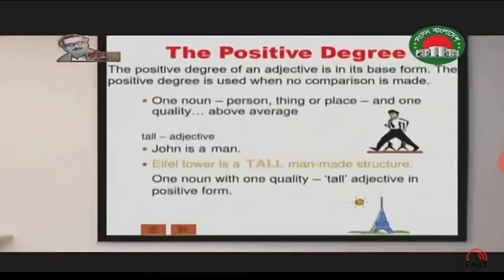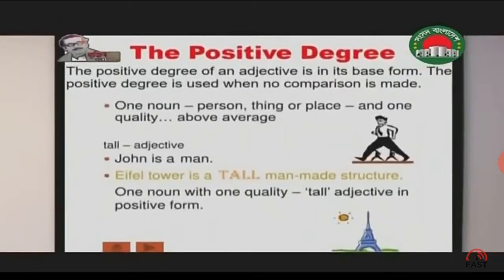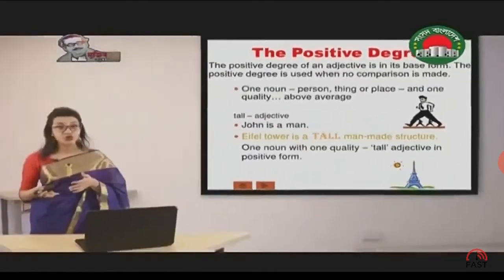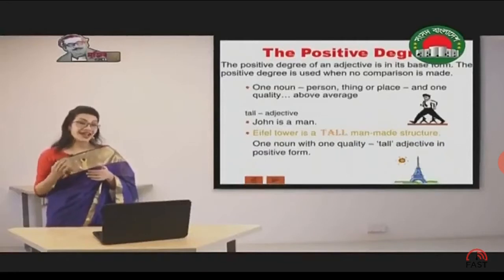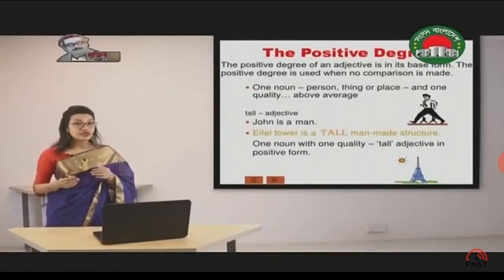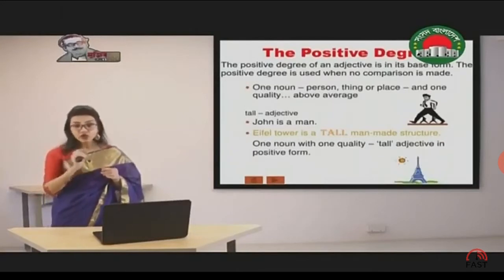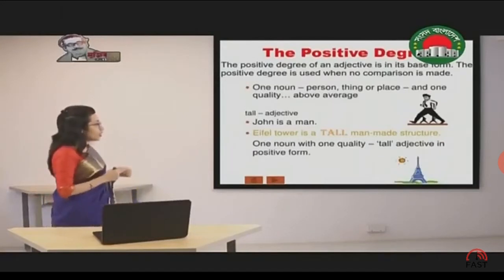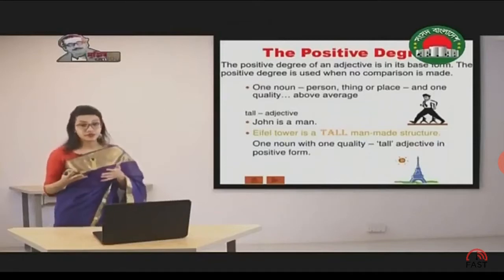Now the second example, Eiffel Tower is a tall man-made structure. Now Eiffel Tower has not been compared to other structures in this case. For that reason, we have used the positive degree of tall. One quality with one noun, tall adjective is in positive form here.